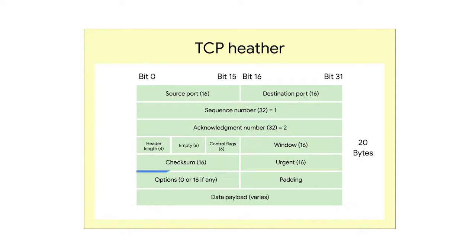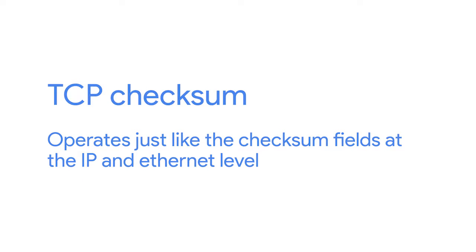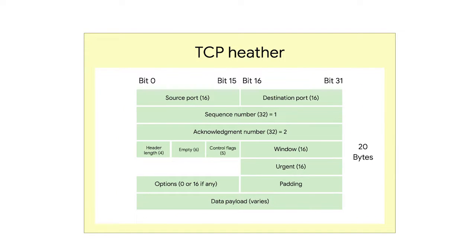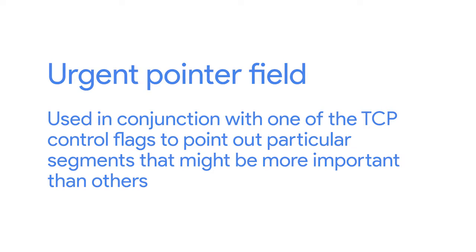The next field is a 16-bit checksum. It operates just like the checksum fields at the IP and Ethernet level. Once all of a segment has been ingested by a recipient, the checksum is calculated across the entire segment and is compared with the checksum in the header to make sure that there was no data lost or corrupted along the way. The urgent pointer field is used in conjunction with one of the TCP control flags to point out particular segments that might be more important than others. This is a feature of TCP that hasn't really ever seen adoption, and you'll probably never find it in modern networking. Even so, it's important to know what all sections of the TCP header are.